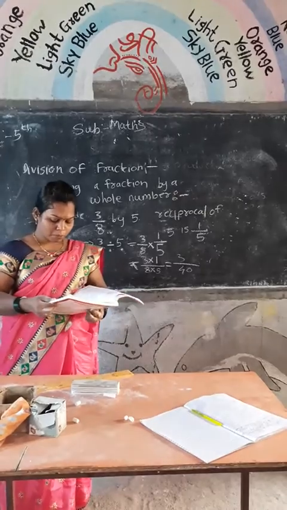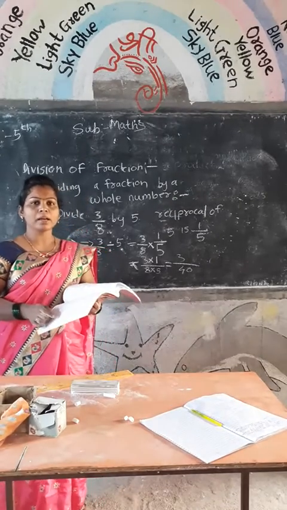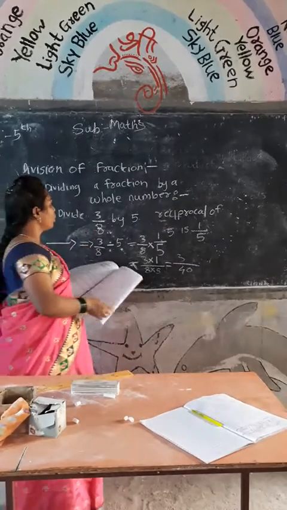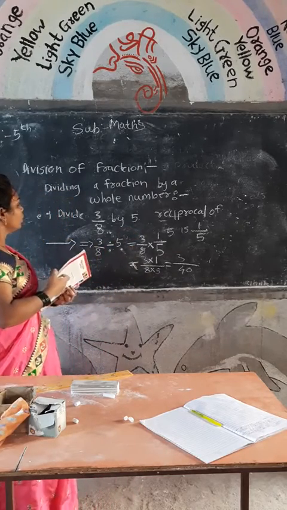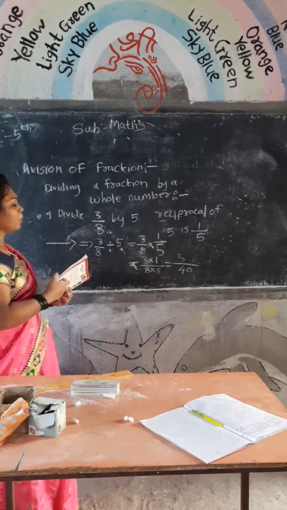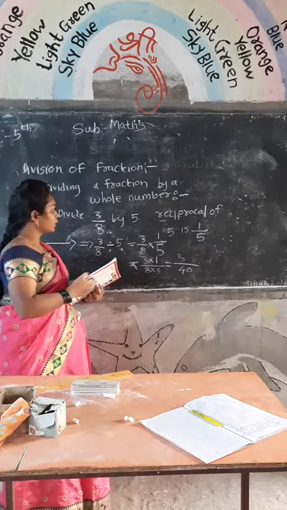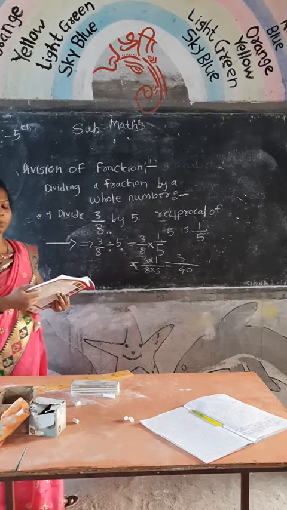In the same way, we can divide a fraction by a whole number. 5 is a whole number. To divide 3/8 by 5, we use the reciprocal of 5, that is 1/5.